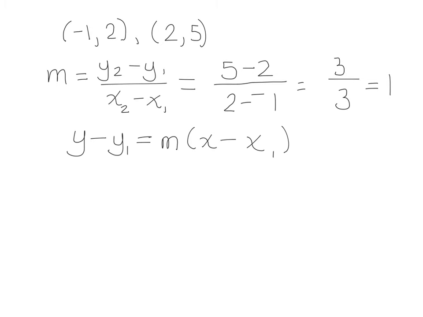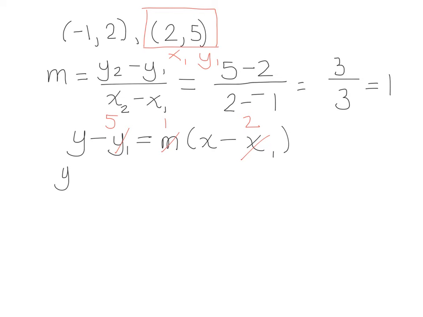Then I can use point-slope form to help me determine the rest of the equation. I now know that slope is 1, and I want to determine the equation in standard form. So I'll pick one of these two ordered pairs. It doesn't matter which one. I'll choose the one that doesn't have any negatives. And this will be my x1, and this will be my y1. So x1 I'm going to replace with the number 2, and y1 I'm going to replace with a number 5.